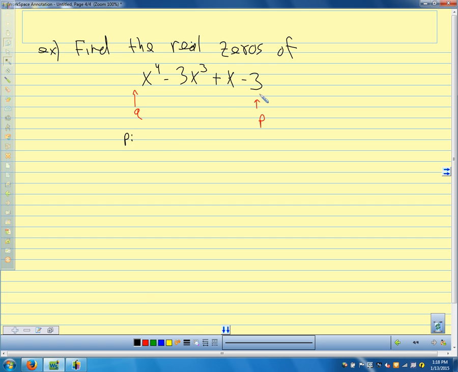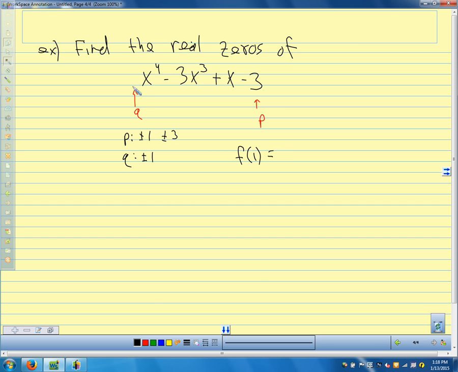So our factors of p here are just plus or minus 1, plus or minus 3. Factors of q are just plus or minus 1. So our possible rational real zeros are just plus or minus 1, plus or minus 3. I suggest just plugging in positive and negative 1 to see if it works.